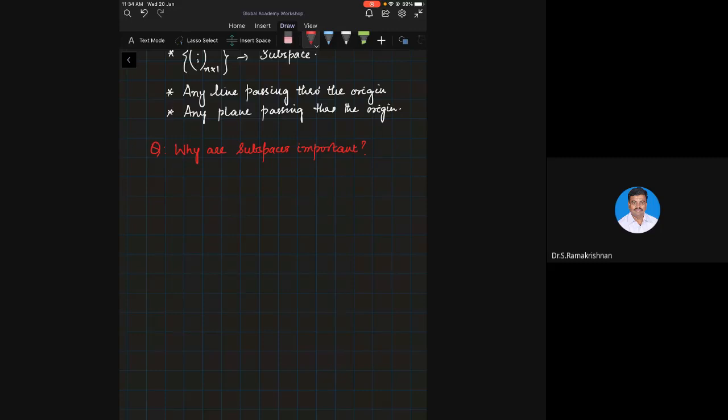So why would we want to look at subspaces? Why not be happy with just vector spaces and say, look, all that I want is vector spaces, and vector spaces are there, so I don't have to care about anything else? Can someone tell me?